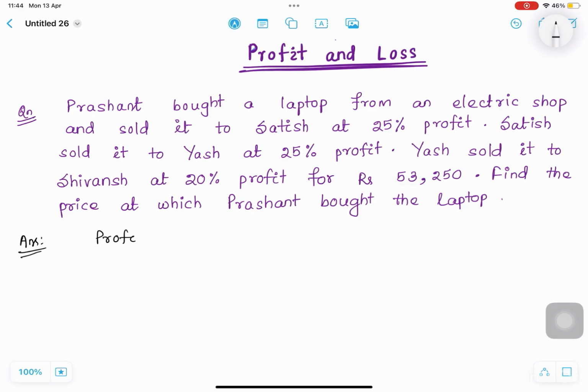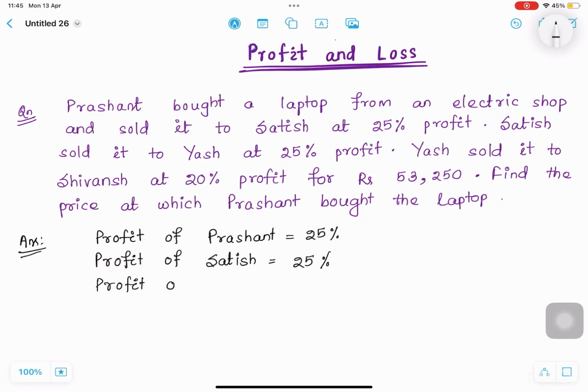53,250. So first you see here, Prasant is buying from the shop, okay, and selling it to Satish. So Prasant got a profit of 25%. I have written the profit of Prasant is 25%. Again, Satish is selling it to Yas at 25% profit, so the profit that Satish got is also 25%. Okay. Then Yas sold it to Sibans at 20% profit. That means the profit of Yas is 20%.